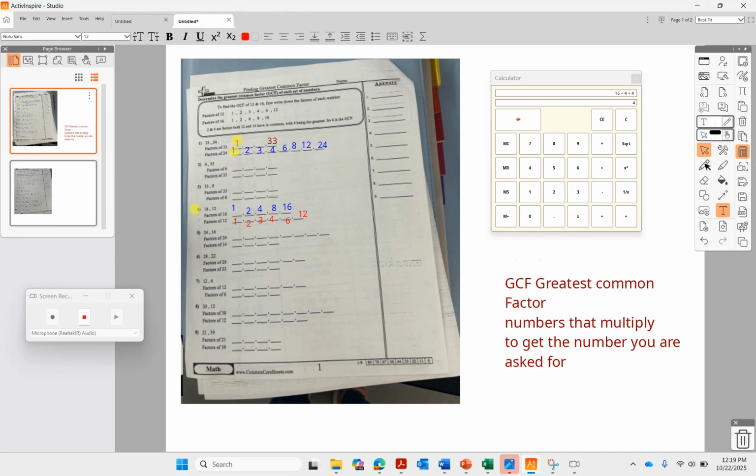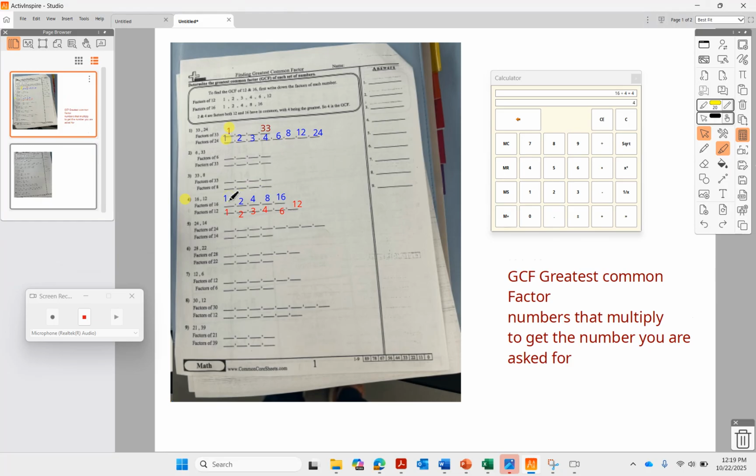So the greatest common factor here, they have 1 in common. They both have 2. And they both have 4 in common. Since 4 is the largest number they have in common, that is the greatest common factor. Okay? And the answer for 4 is 4. I was thinking that these things at the bottom might be your possible answer choices, but there's no 4 there. And the greatest common factor here is 4.